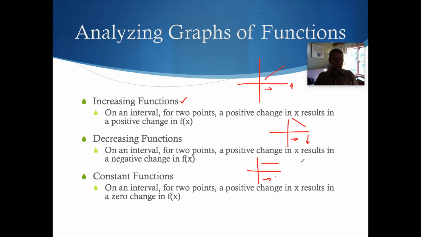All right, and if you think about it, those are really the only three slopes that a graph could have. It could have a positive slope, a negative slope, or no slope, right? That's what our options are here.